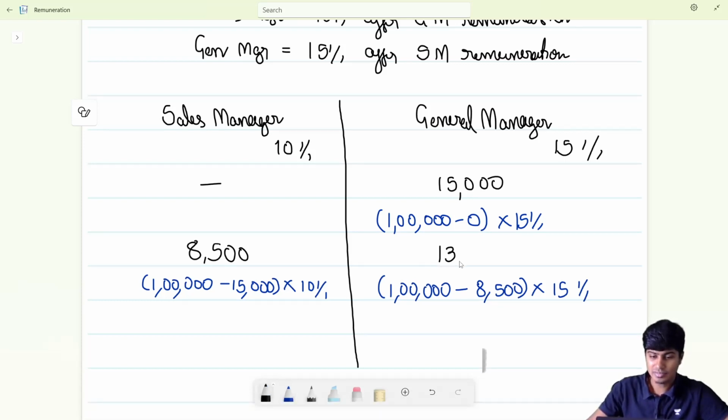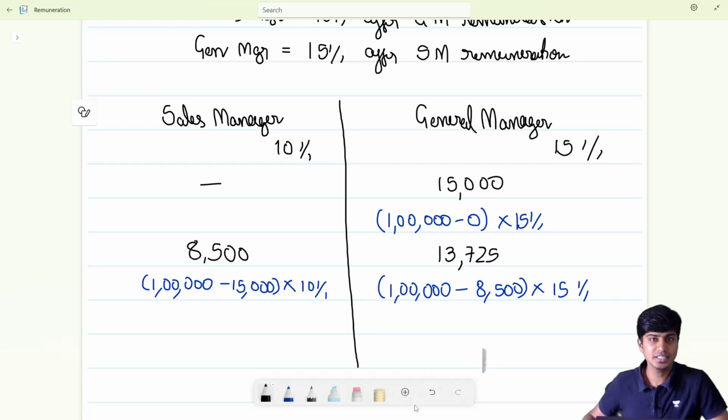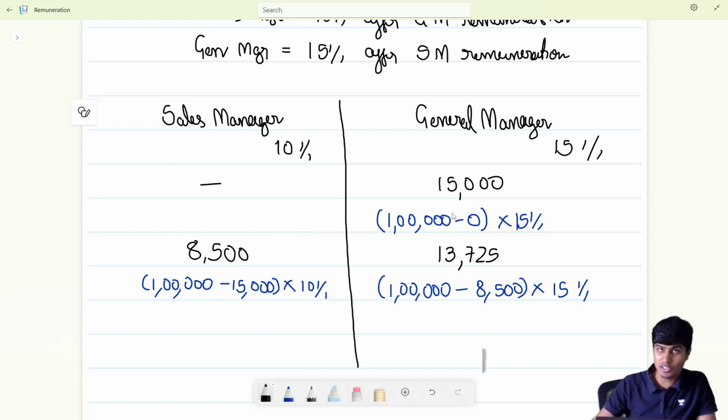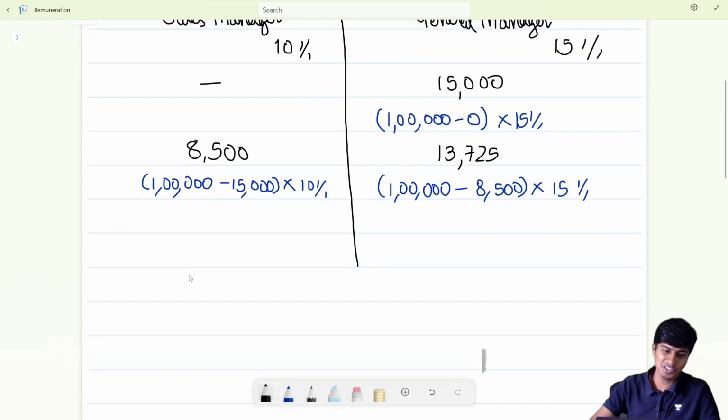No, no, no, no. Sir, why is it not? Because we computed the sales manager's remuneration as 8,500, assuming the general manager's remuneration to be 15,000. Now, when the general manager's remuneration is no longer 15,000 and has become 13,725, our sales manager's remuneration will no longer be 8,500. It's going to change. This is not 15,000 anymore. This is going to be 13,725. We're going to take 13,725 at this place and then recompute our sales manager's remuneration.